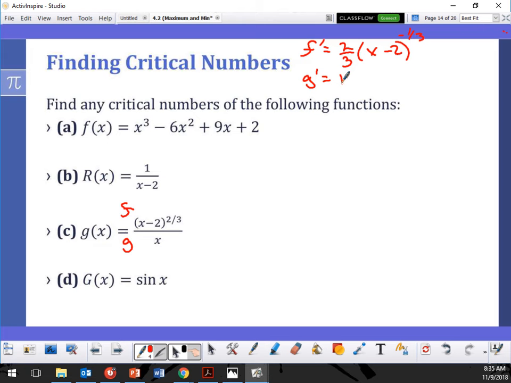So let's use the quotient rule. F prime G, so it's going to be 2 over 3 quantity x minus 2 to the negative 1/3 times G, which is just x, minus G prime, which is 1, times x minus 2.